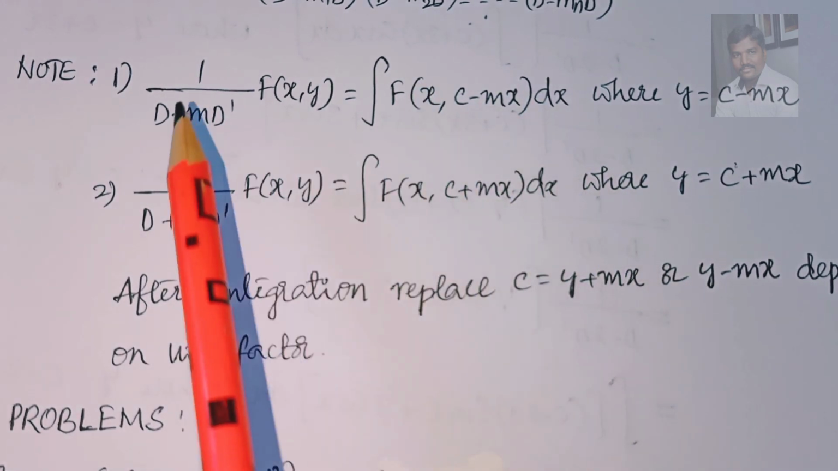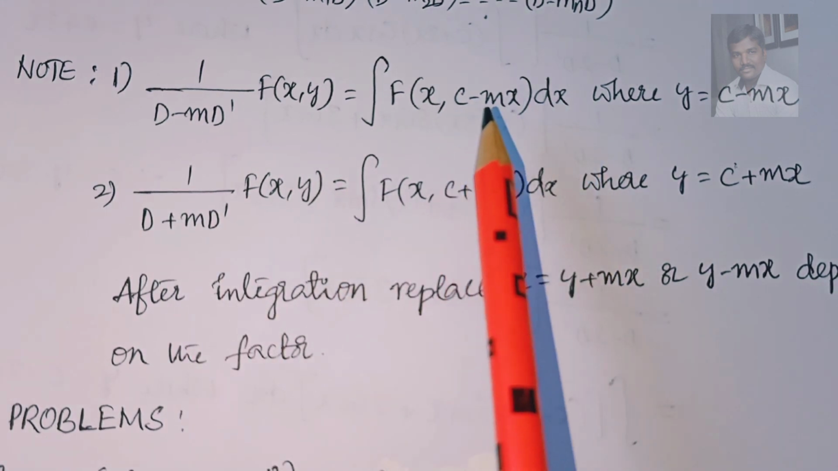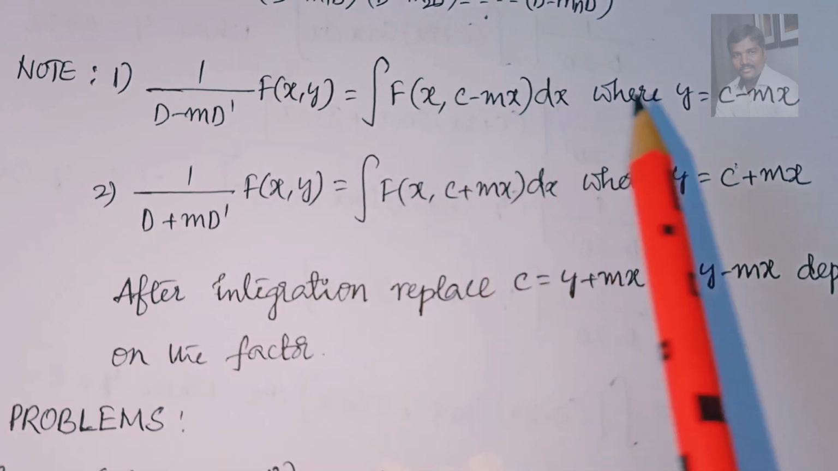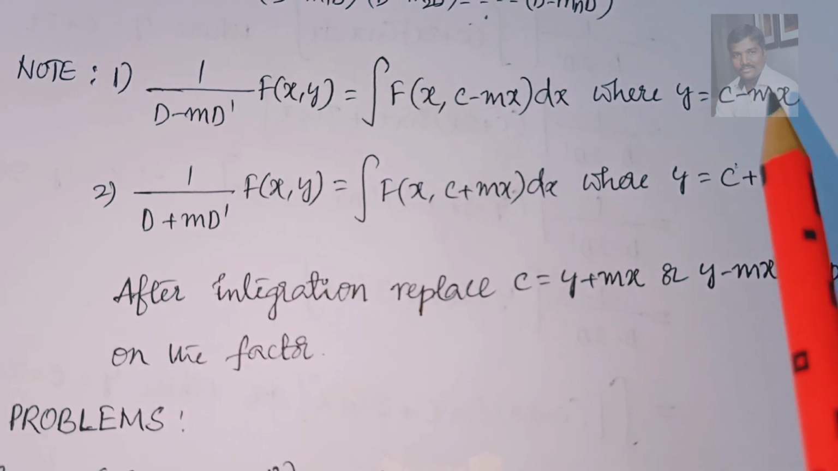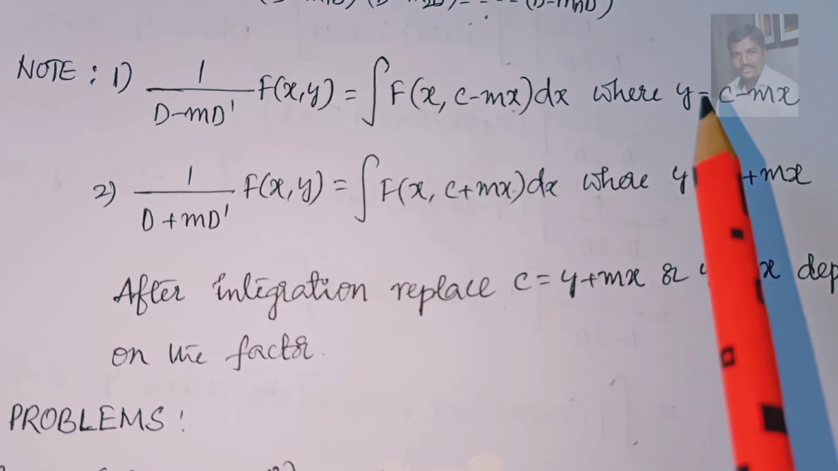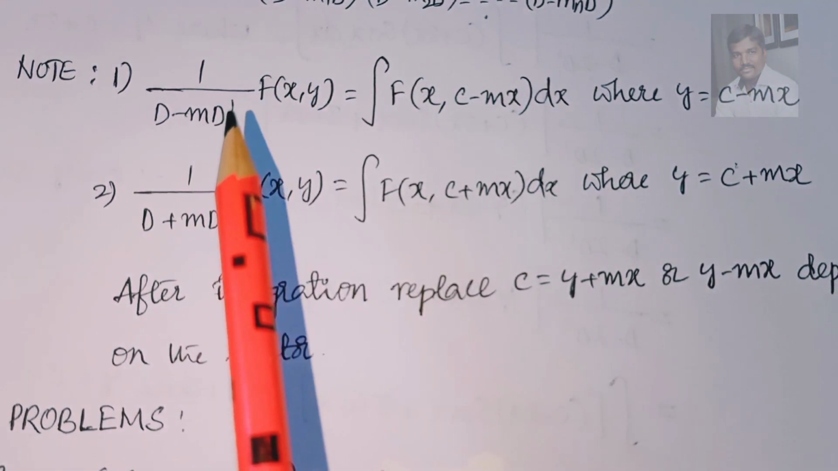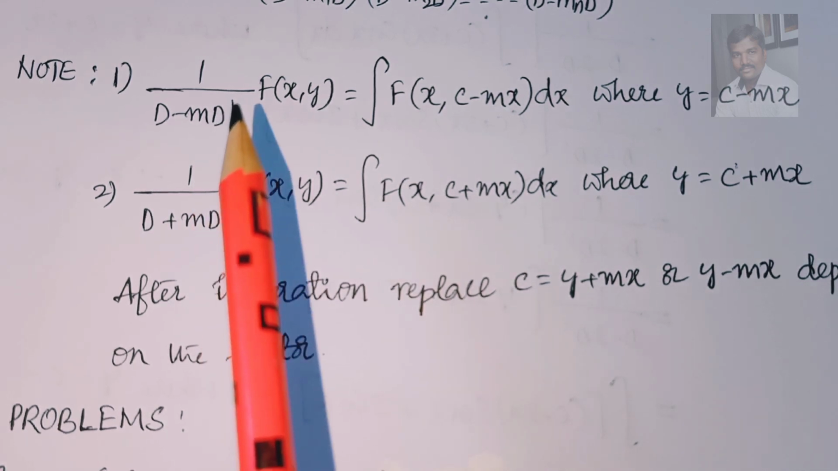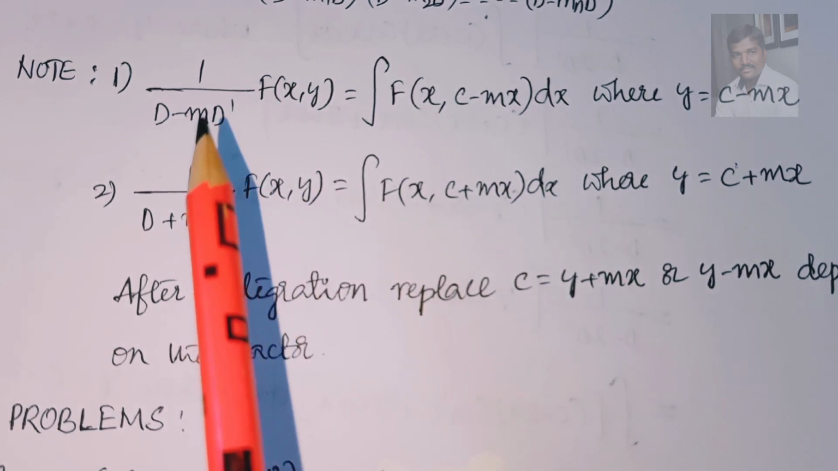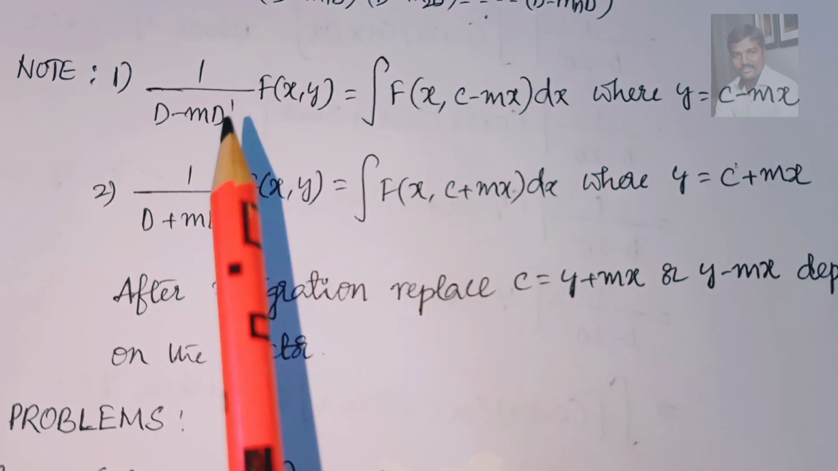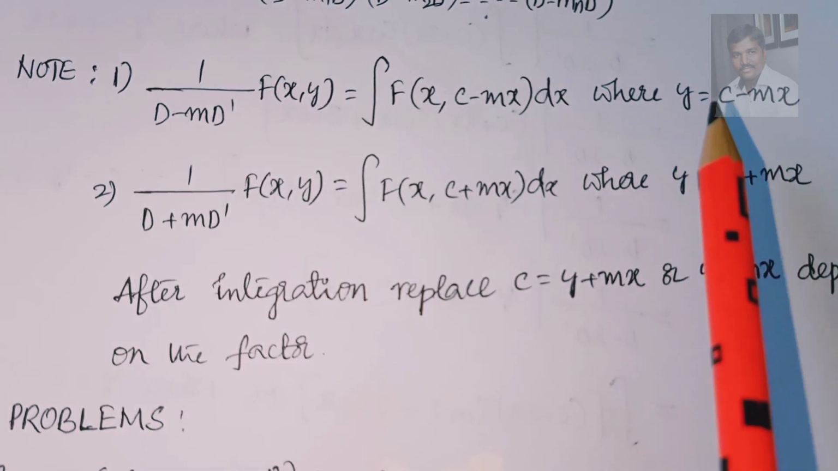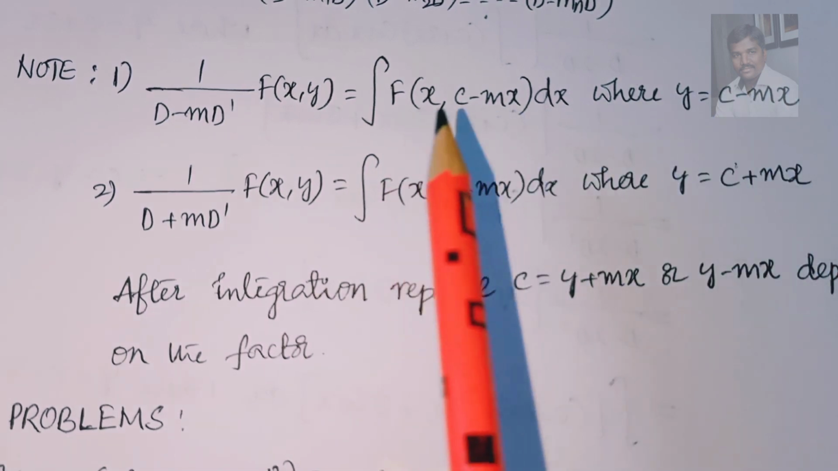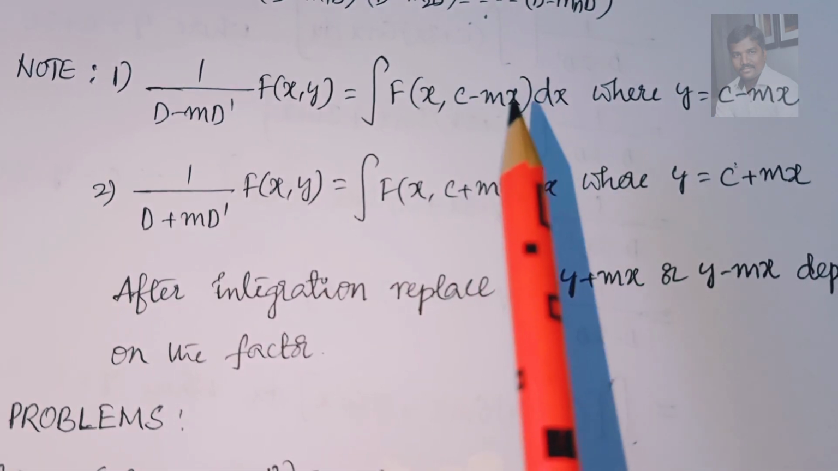Since we are taking 1 by D, which means with respect to x, we should convert this y variable into x. But how do we convert this y variable into x? That is where y is equal to c minus mx. How did you get this one? In the complementary function we know that by solving this, we get y plus mx equal to c, where m is the root. We write f1 of (y plus mx), so from that we get y plus mx equal to c, and from that y is equal to c minus mx. So we are changing this function into x for easy integration.